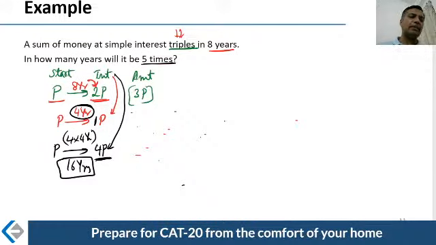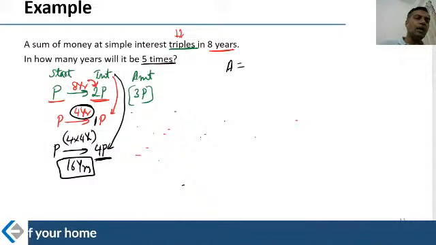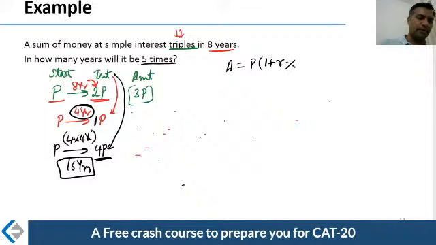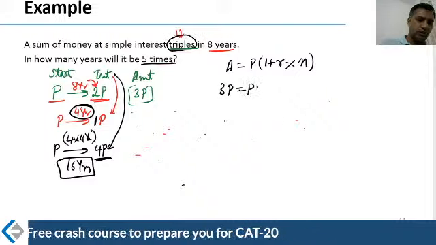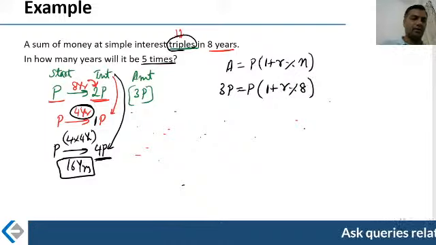If you want to do it mathematically, how would I have done it? Or you would have said that, mathematically, amount is equal to principal times 1 plus r percent times number of years. So what is given to me? Amount is nothing but 3 times the principal. Therefore, 3p is equal to p times 1 plus r percent times 8. This I would have written here.